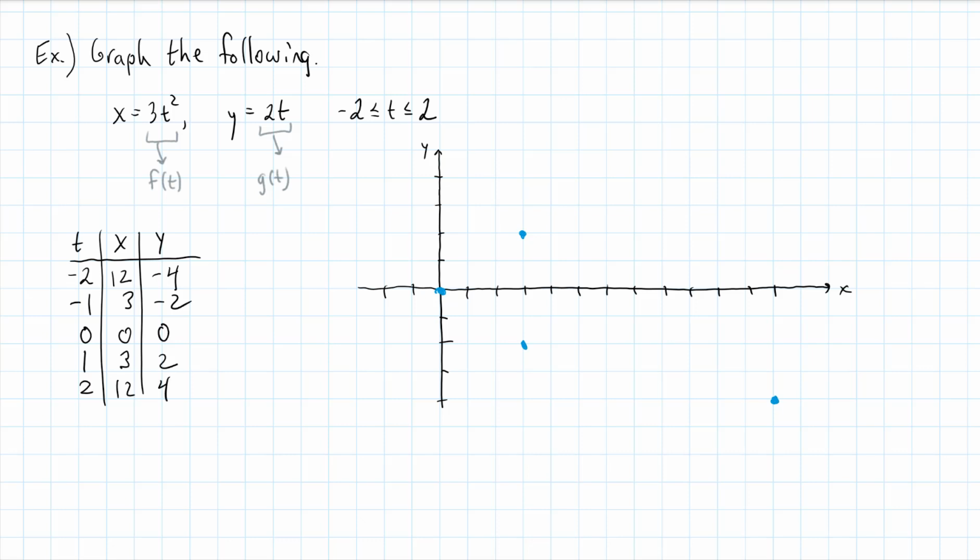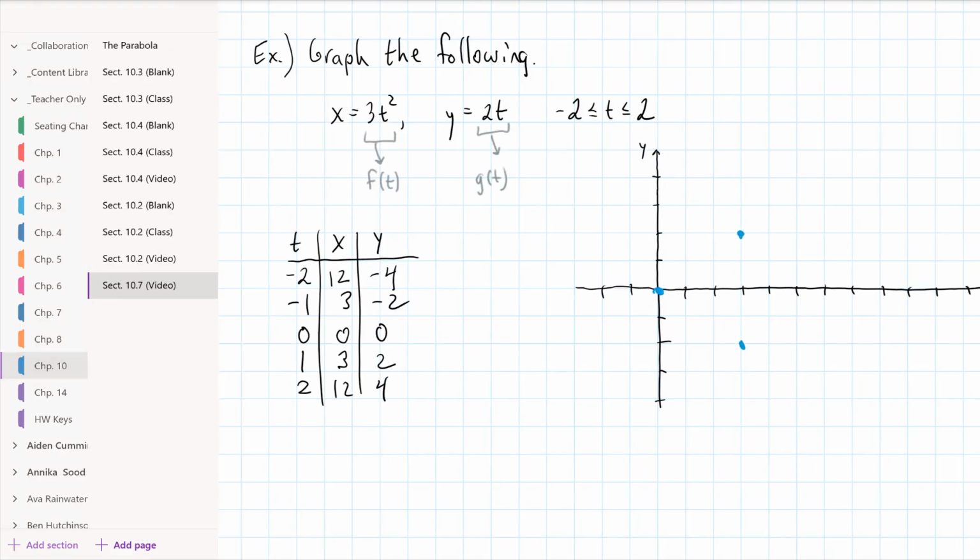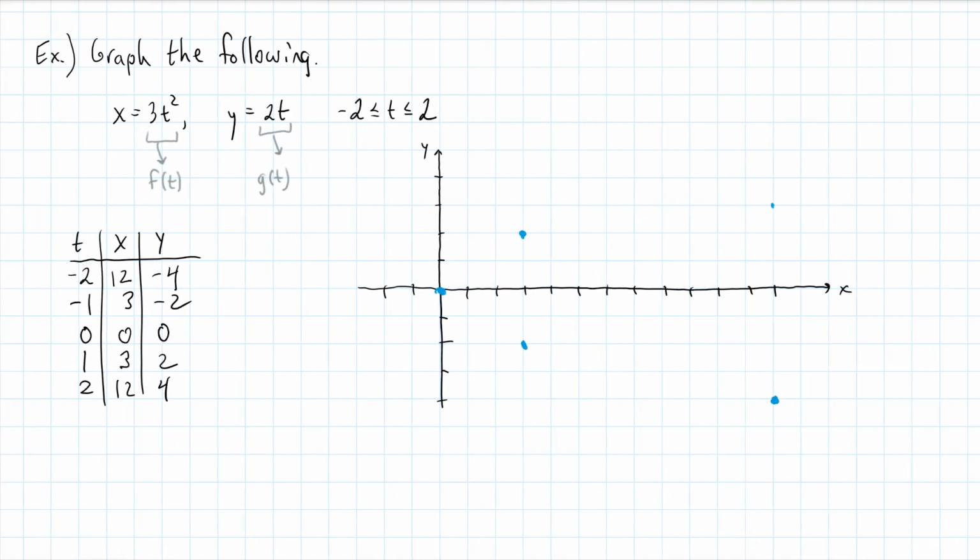Oh yeah, so I've got some symmetry about the x-axis. I think I plotted that point in the wrong spot. Let's come over here. 1, 2, 3, 4. So that pattern, again, knowing I could have picked any number between -2 and 2, the curve is going to trace out in this direction. So my orientation would be like this.